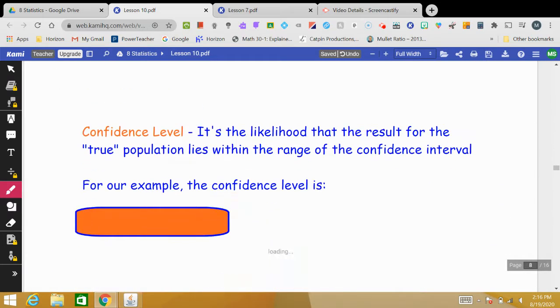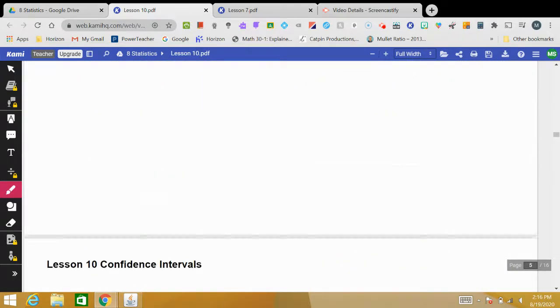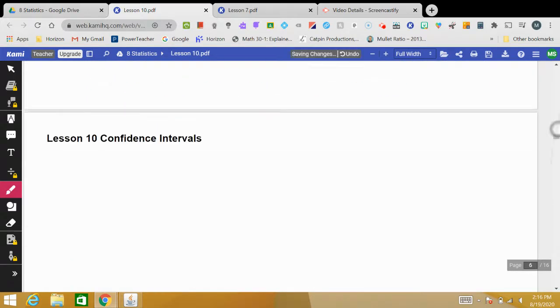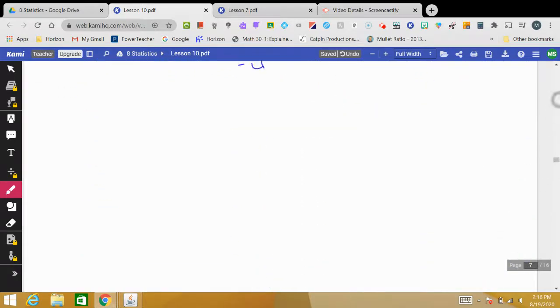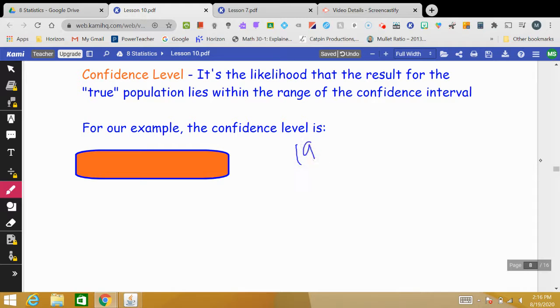The last one is the confidence level, or in other words, how confident are you? This one essentially shows how good of a survey you created. Right here it says 19 times out of 20. So what we do is we take that number from our question, that 19 times out of 20, and that becomes our confidence level. Now it's almost always shown as a percent. So if I just go 19 divided by 20 and times it by 100%, that gives us 95%.